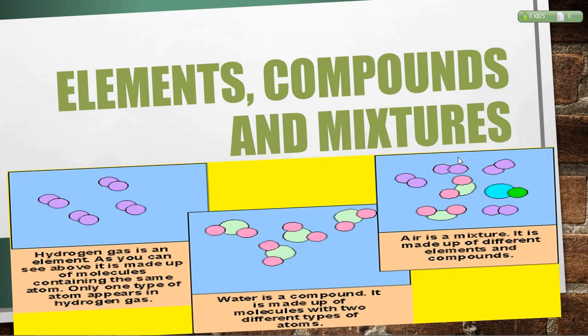For the third diagram here, air is a mixture, which means that it is made up of different elements and compounds. So you have the hydrogen here, you have the water, and you have another element or another compound here. Since these are different, you call this a compound. Now we move on to the next slide.